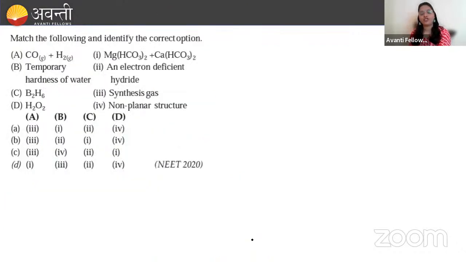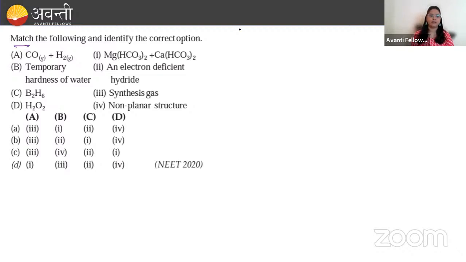Next, now let's solve certain problems which were asked in the previous exam. Okay, so the first problem: match the following and identify the correct option. CO+H2, temporary hardness of water, B2H6 and H2O2. Very simple. Now we have just discussed everything. Can you tell me the answer?